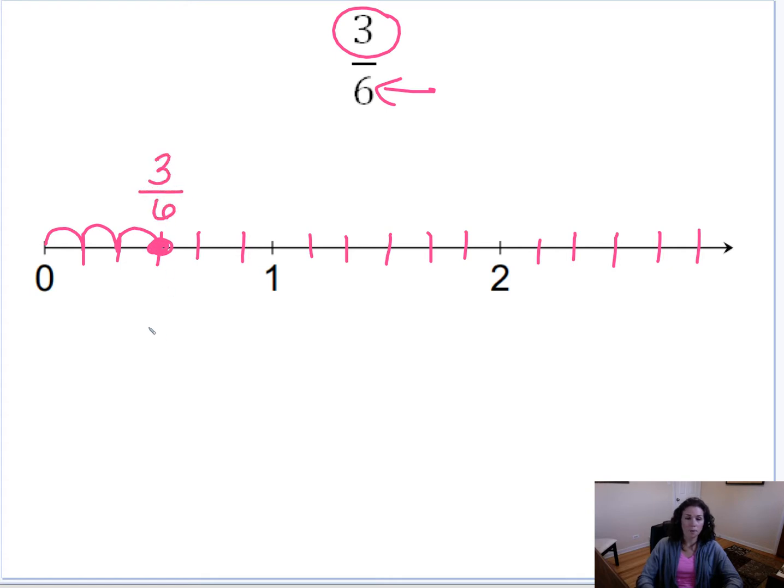3/6. Now as you can see, if I look from 0 to 1, that point is halfway between 0 and 1, so an equivalent fraction to that would be 1/2.